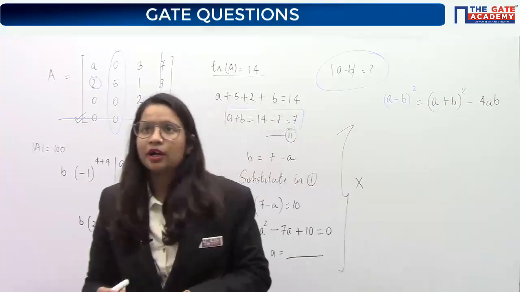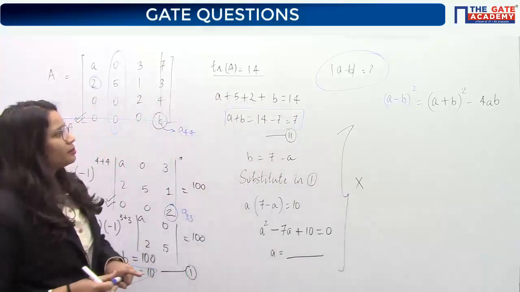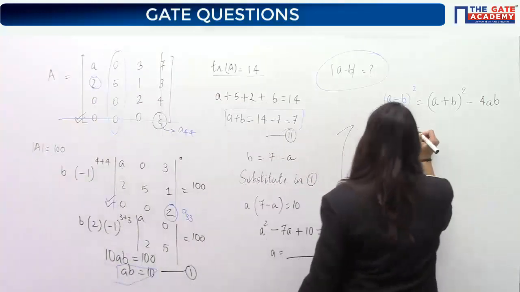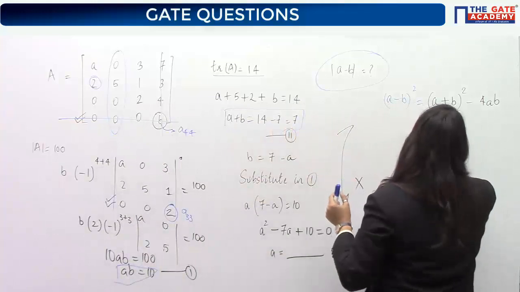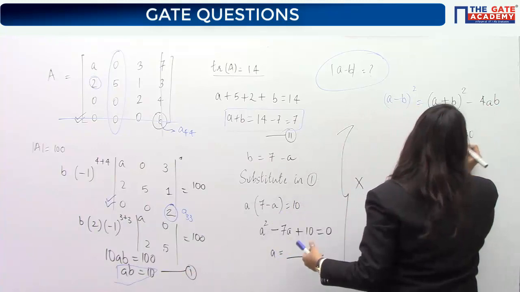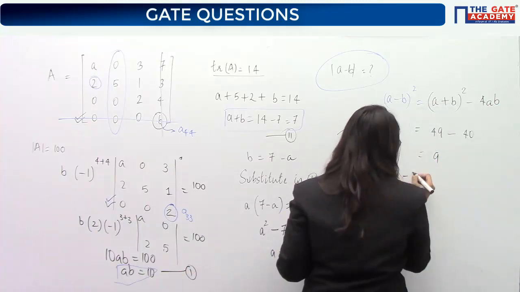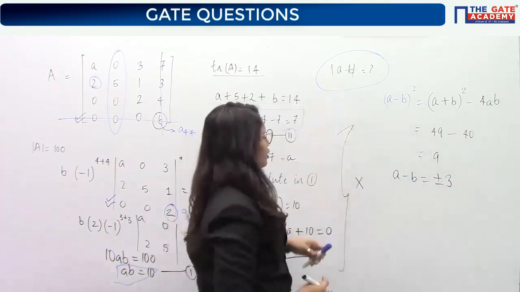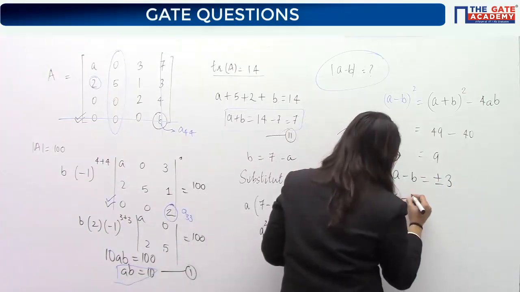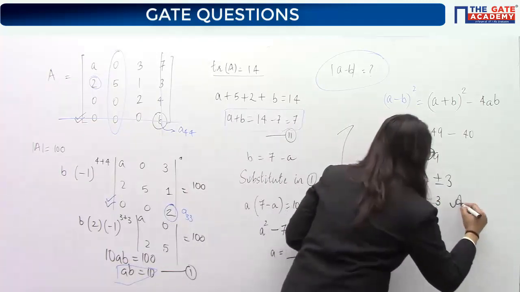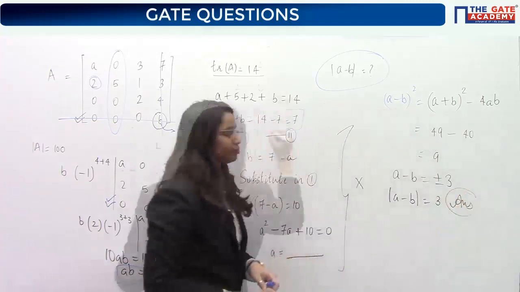Class 6th algebra identity: (A minus B) whole square is (A plus B) whole square minus 4AB. Substitute the value of A plus B as 7, so it will be 49 here, and AB as 10, so it will be 40 here, so 9. So A minus B is turning out to be plus minus 3, but because modulus was asked, the value will be just plus 3, and this is your answer.